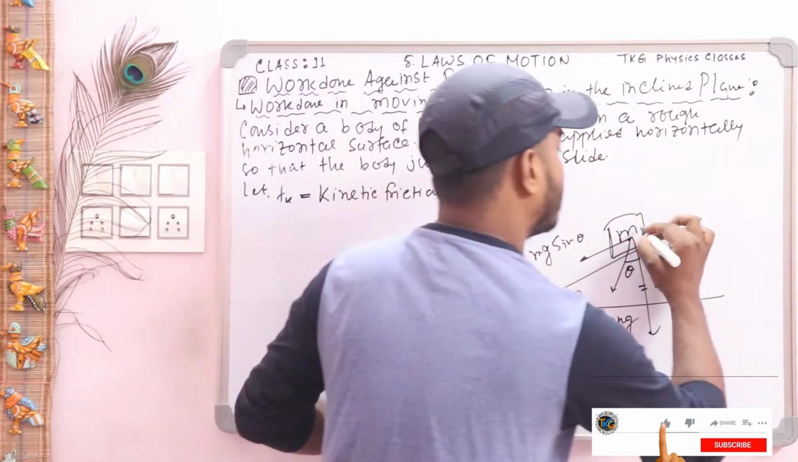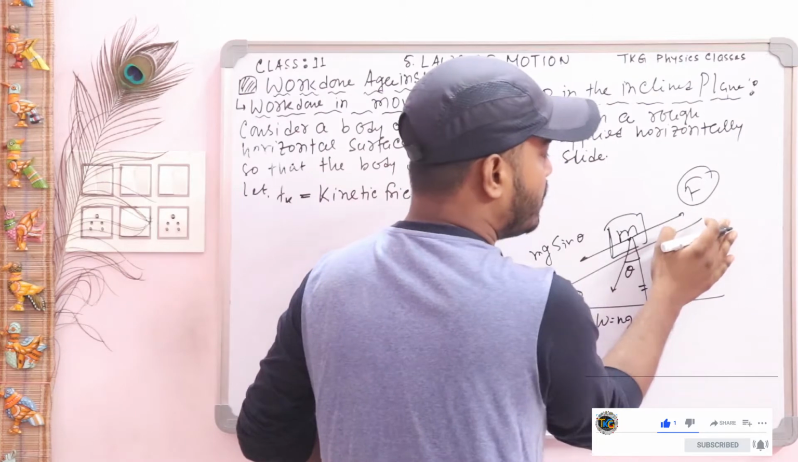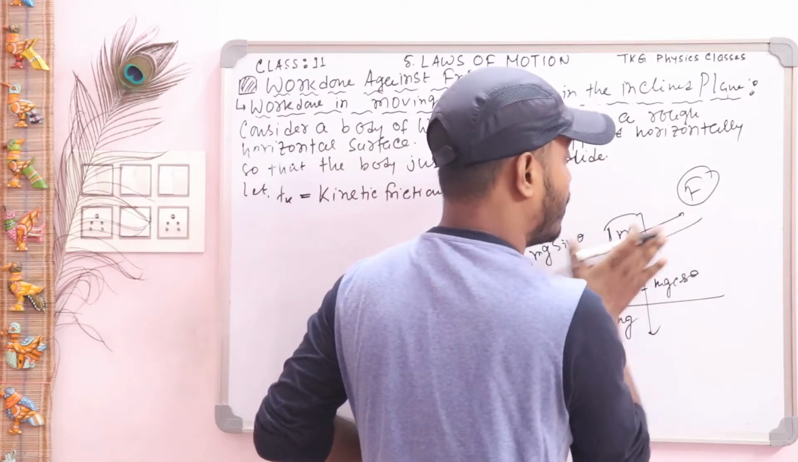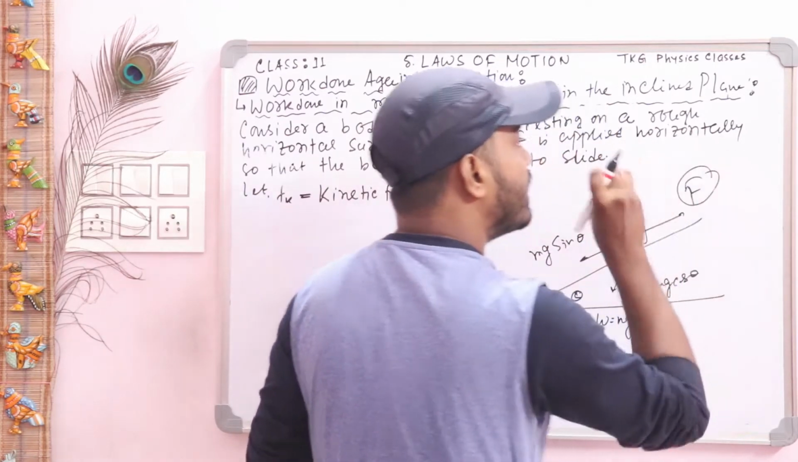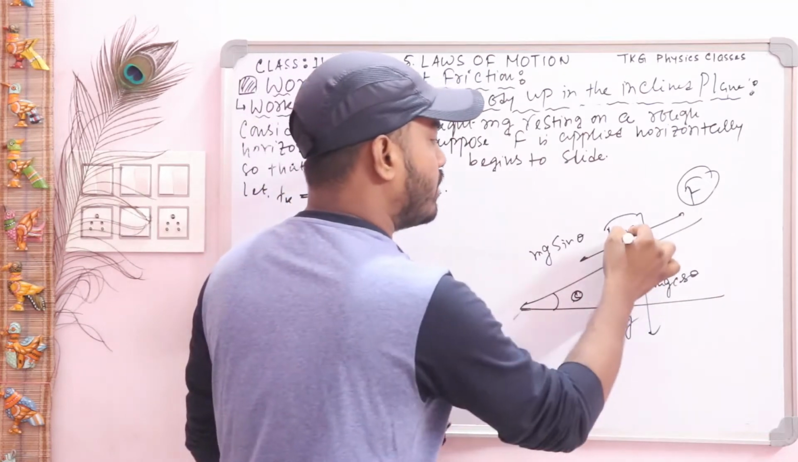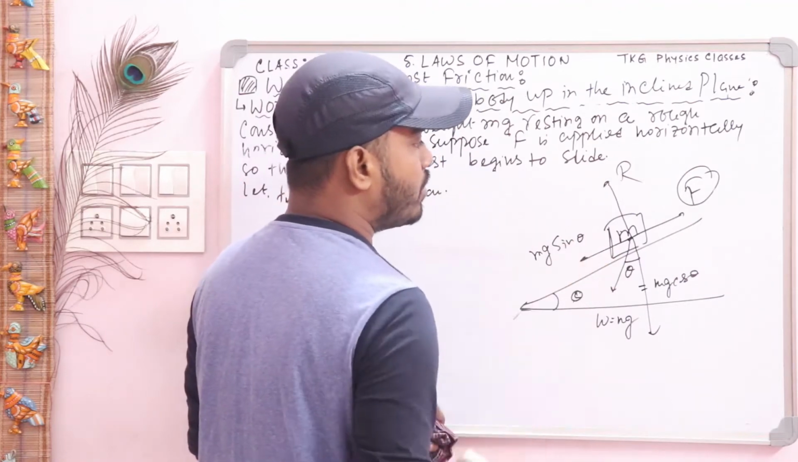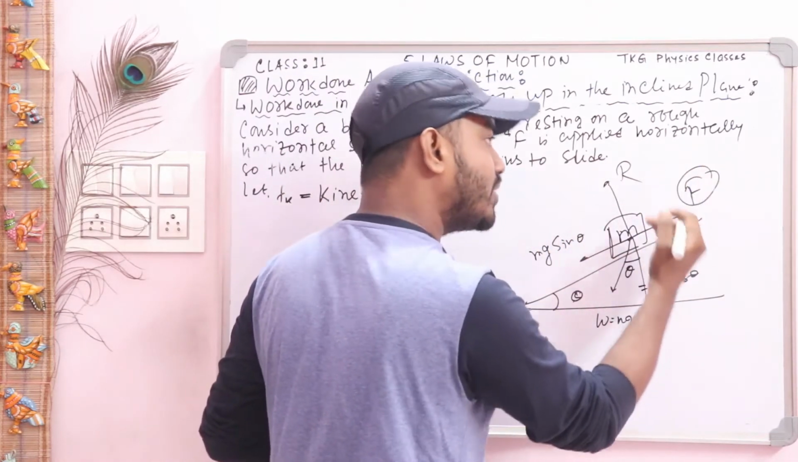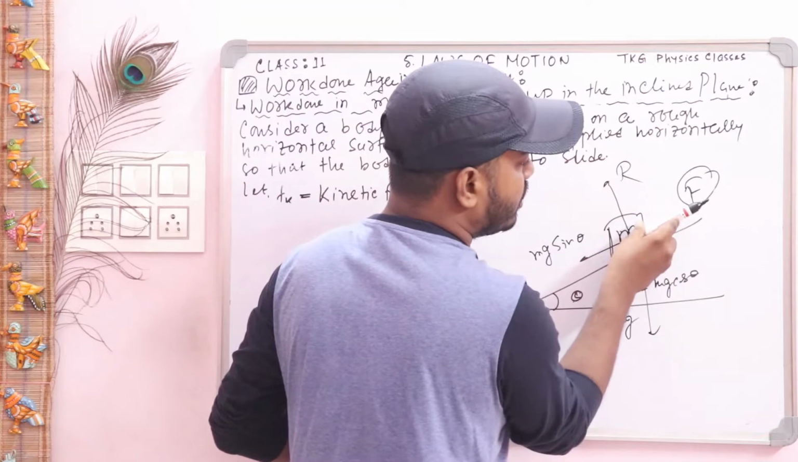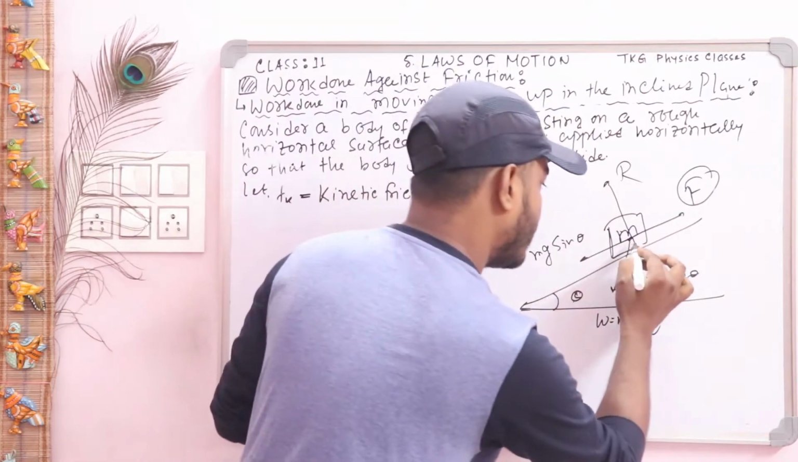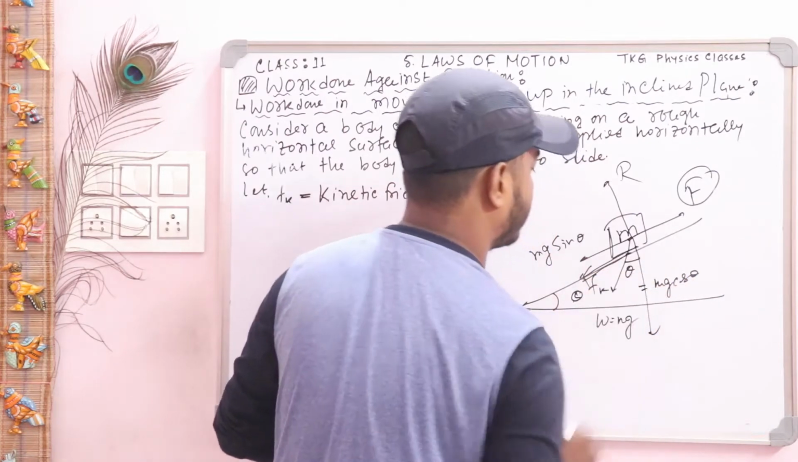Now suppose an external force capital F is applied along this direction, so that the body just begins to move up the inclined plane. So this is the initial, the basic external force. In the upward direction there will be a normal reaction force. Since the external force is applied along this direction, there is a frictional force Fk, which is directed opposite to the applied force.